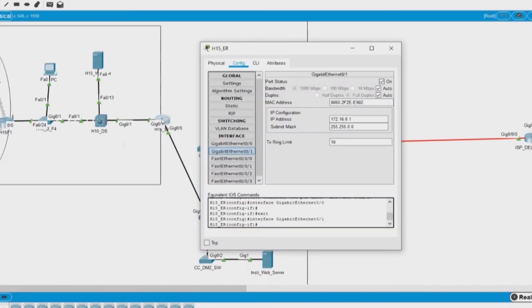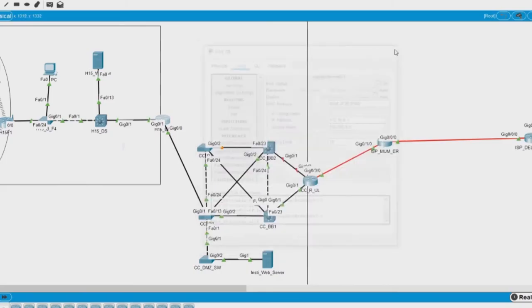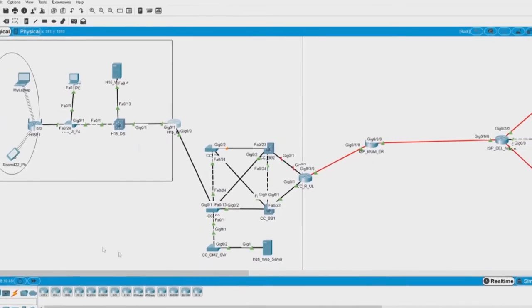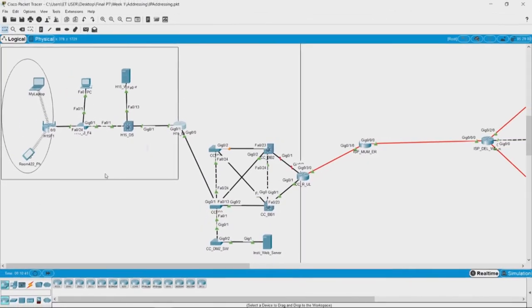Now this router also has two different networks, as we saw: the first one 10.10.15.1 and the other one 172.16.0.1. So it is a gateway for all the devices inside this network and enables them to communicate to the rest of the network. Now, similarly, this entire section becomes our campus network, which we saw last time also in the previous packet tracer video.